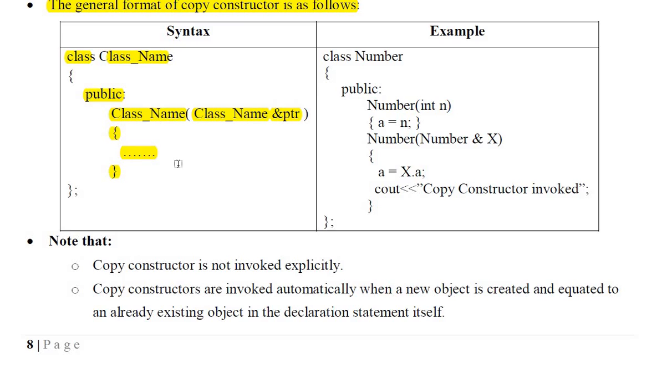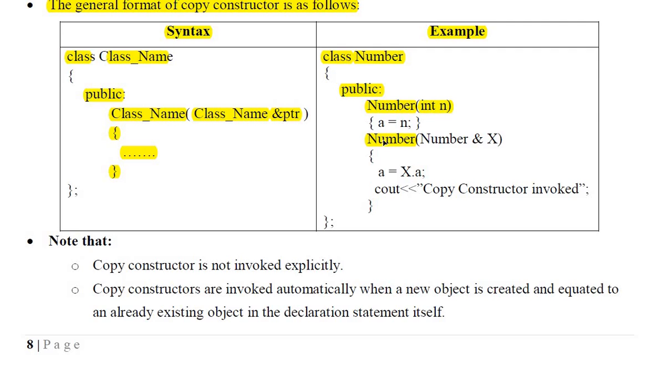Okay, once again I will explain by writing one complete program. So this is a class, and Number is the name of the class. In the public section, here we are creating one function. The name of the function is Number. So the class name is Number, and the function name is also Number. So this function will become a constructor, and here we are using one parameter, integer n. So this is a parameterized constructor.